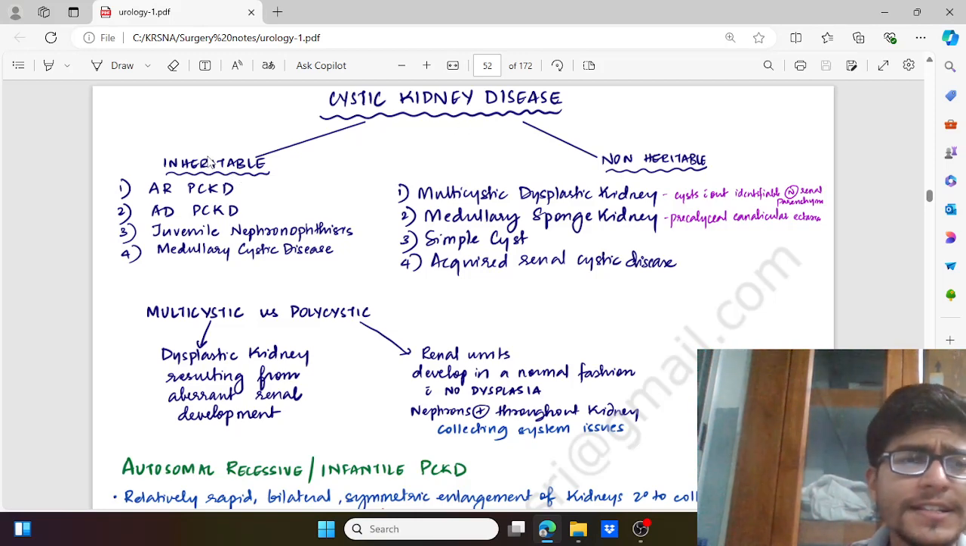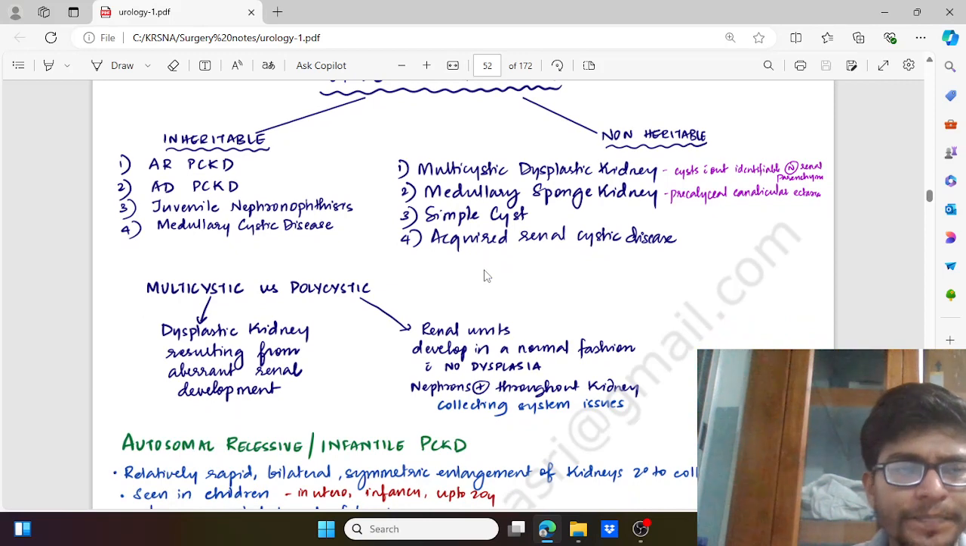So cystic kidney disease could be inheritable and non-inheritable. The inheritable ones are autosomal recessive form of polycystic kidney disease, autosomal dominant form, juvenile nephronophthisis, medullary cystic kidney disease. In the non-heritable forms, we have multicystic dysplastic kidney, where we have cyst without identifiable normal renal tissue. Then medullary sponge kidney, where there is paracalicial canalicular ectasias, then some simple cyst, and acquired renal cystic disease.